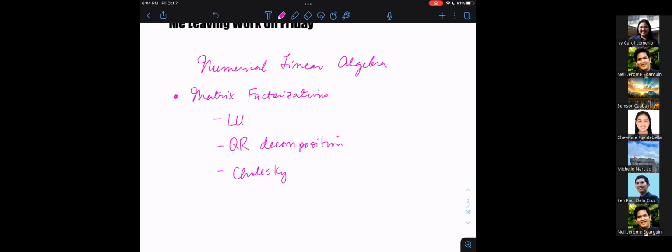Probably we can take a look at matrix factorization methods. So I'm thinking factorizations. So I'm thinking we can take a look at LU factorization. So nandito na yung Doolittle's factorization and Crout factorization. And then another type is QR decomposition, or how do we decompose a matrix into a product of an orthogonal matrix and a right triangular matrix. And then probably if we have time, we can look at Cholesky factorization.